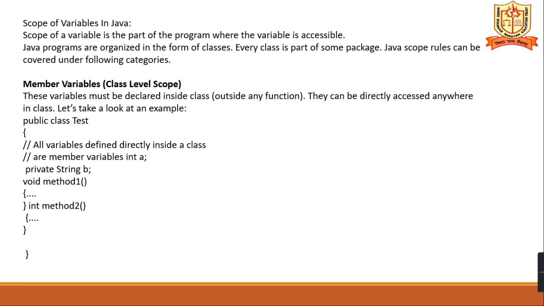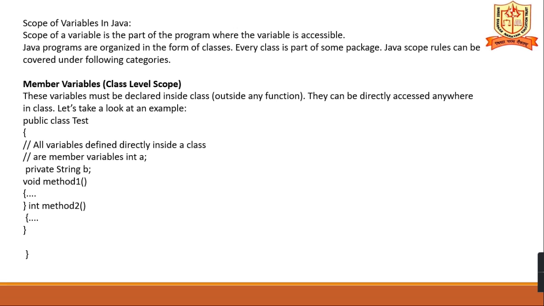And scope of variables in Java. The scope of a variable is the part of the program where the variable is accessible. Java programs are organized in the form of classes. Every class is a part of some package. Java scope rules can be covered under the following categories.